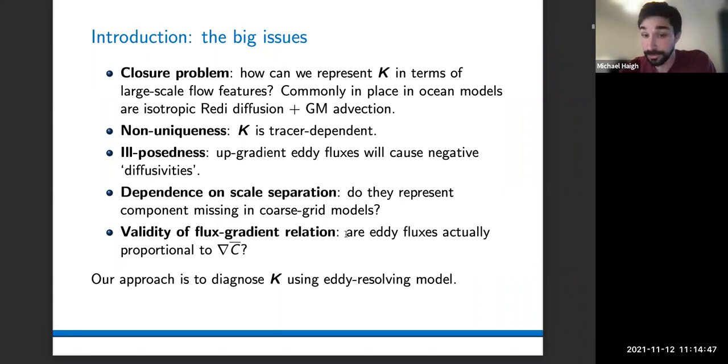So this is a much more fundamental problem. The flux gradient relation, which is invoked in hundreds of studies, relies on a scale separation between the large scales and the small scales, the mesoscale eddies. But it's quite well known that this scale separation doesn't truly exist in the real ocean or in our numerical models. In this case, it may not actually be true that the eddy fluxes are proportional to the tracer gradient. So I've highlighted 5 different issues here.